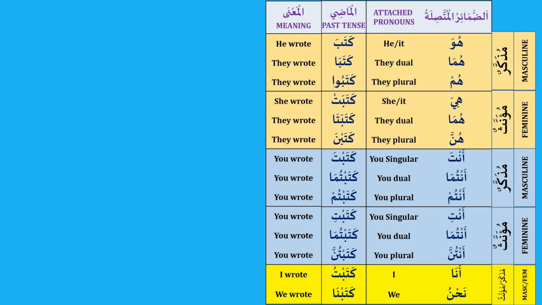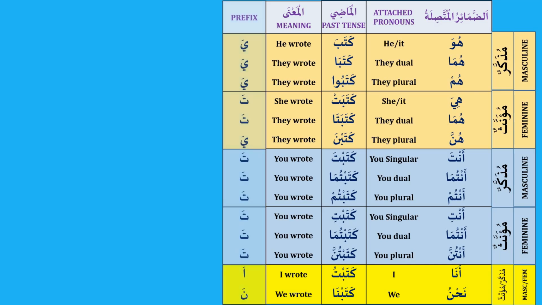Now let's learn what prefixes and suffixes they get in present tense. هو هما هم get ya. هي and huma for feminine get ta and hunna gets ya. Anta, antuma, antum, anti, antuma, antunna, they all get ta. Second person all get ta. Ana gets a and nahnu gets na.